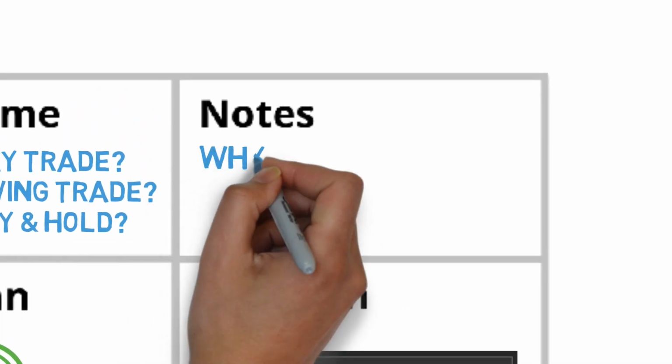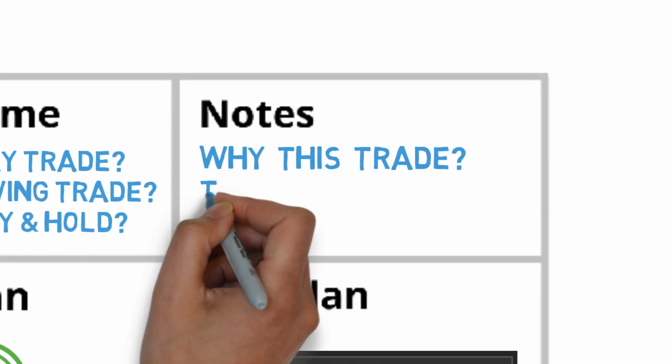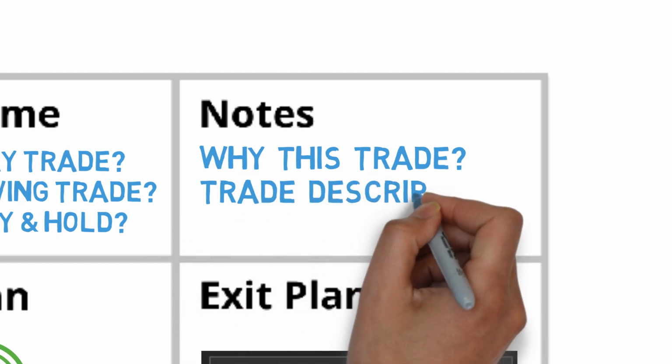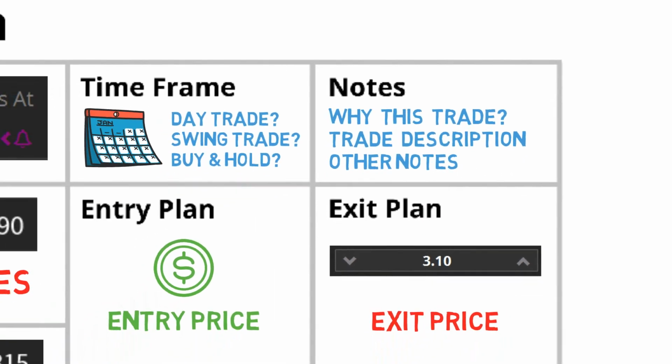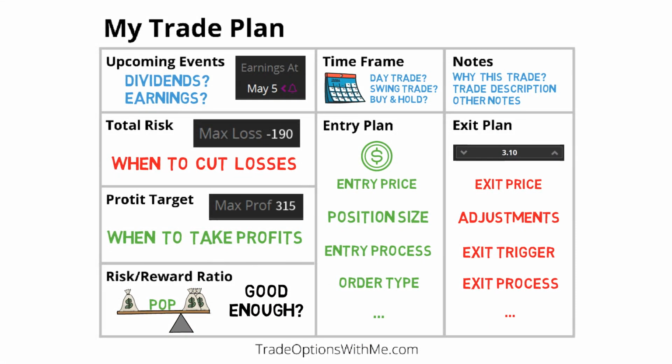Last but not least, a trade plan could also include other notes such as the motivation behind the trade, your directional assumption, a trade description, or something else. Hopefully this template gives you an idea about what a good trading plan could look like.